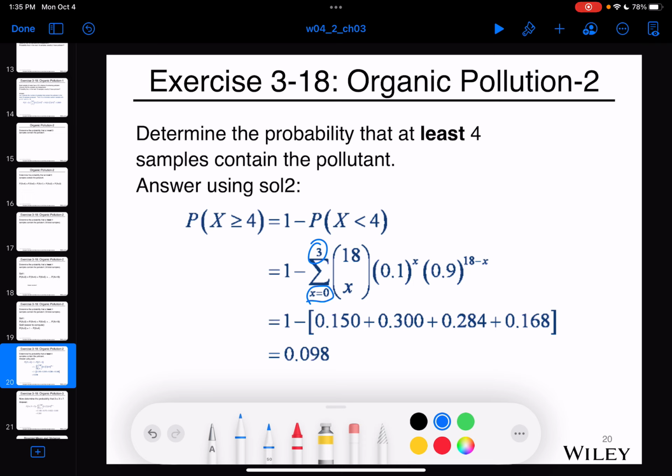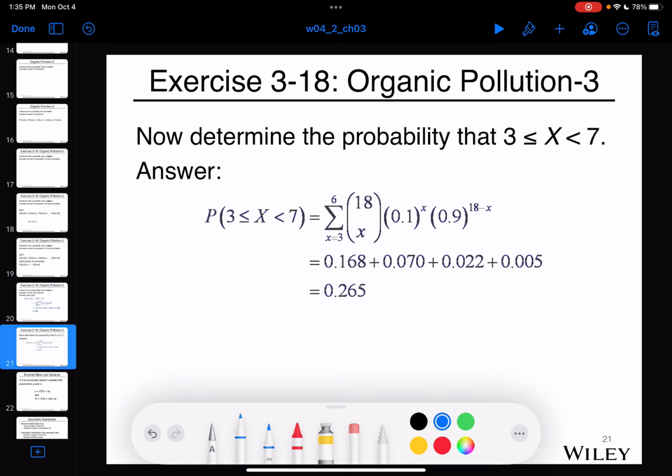Any questions? Okay. All right. We can also calculate probabilities for x being in a range, right? So here we want to calculate the probability that x is more than or equal to 3 and less than 7, right? So again, it's super easy. All we do is set the bounds of the summation from 3 to 7, right? Because it starts from 3 and it has to be less than 7, so that's 6. Any questions?